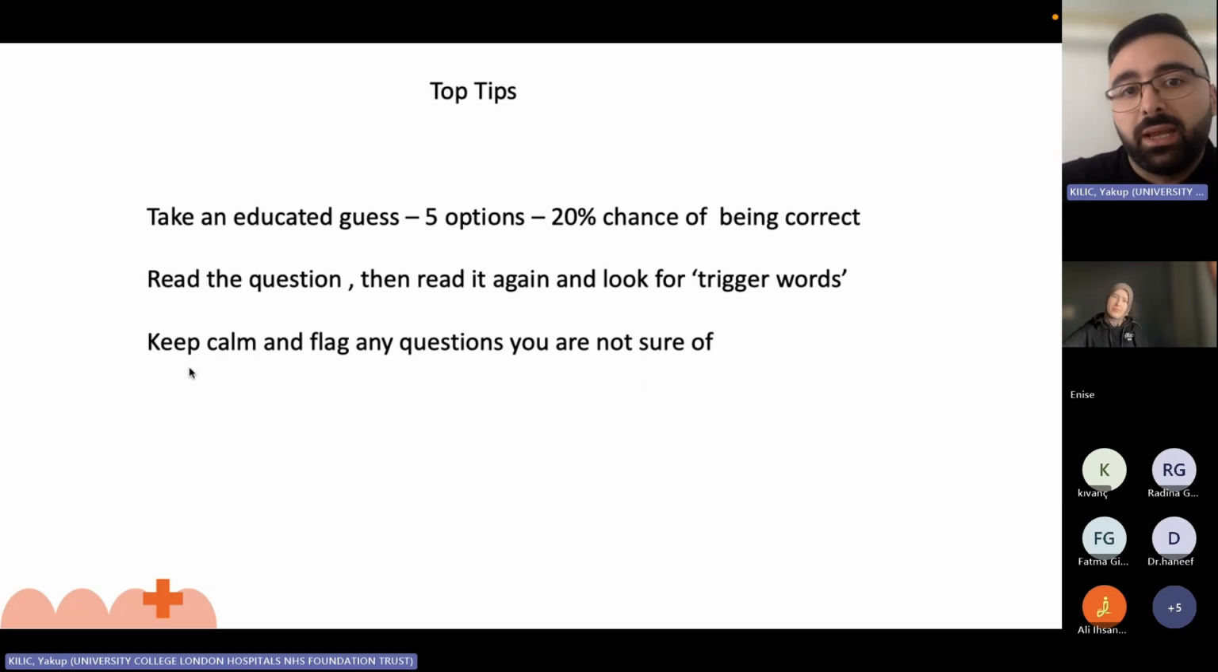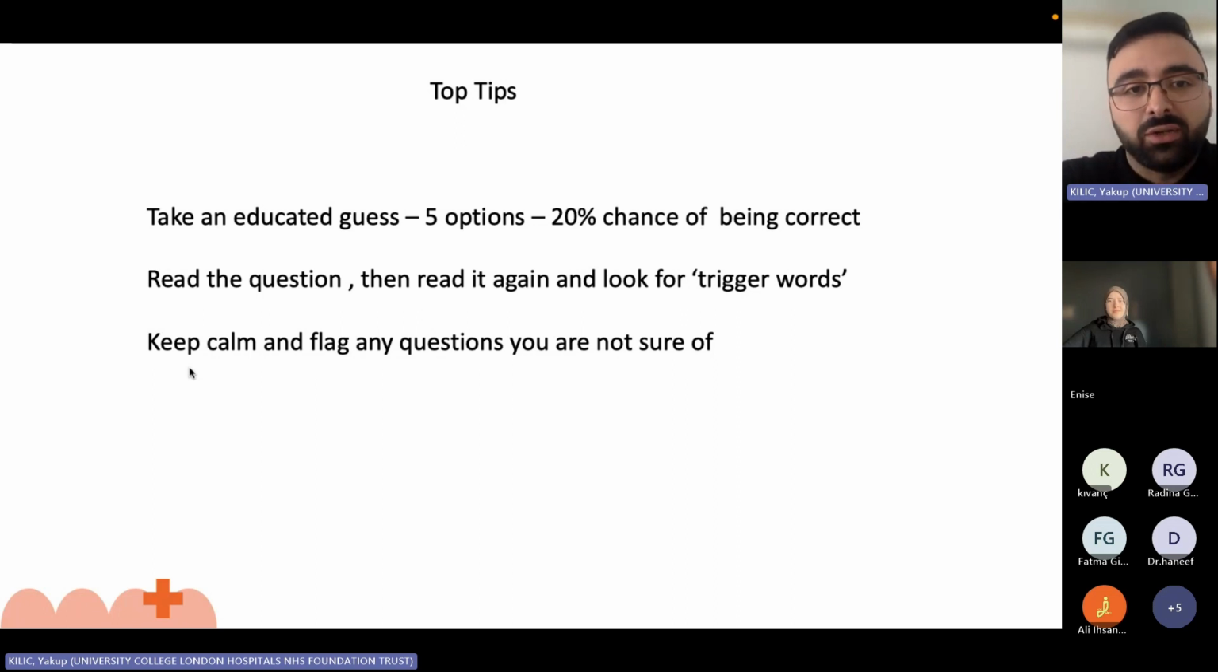My top tip is, if you get a question where you're not really sure of the answer, it doesn't really matter. You still have a 20% chance of being correct. You only have 5 options. So take an educated guess. Look at which options are the most likely or least likely, rule out a couple of the options that don't make sense, and choose the most appropriate one that you feel is correct, and you have a 20% chance of being correct. But obviously, don't base the whole paper on that.